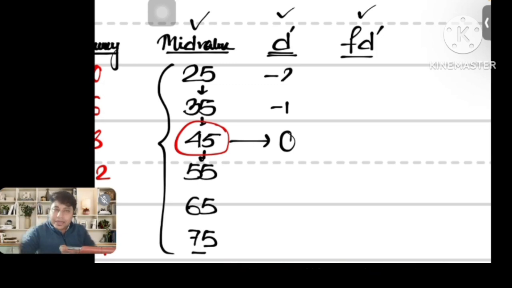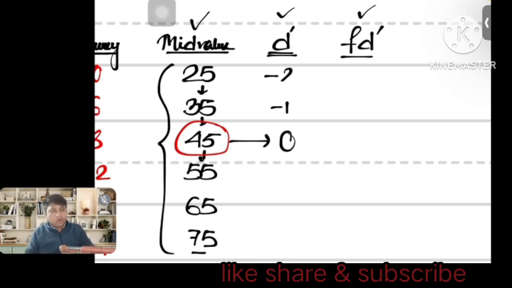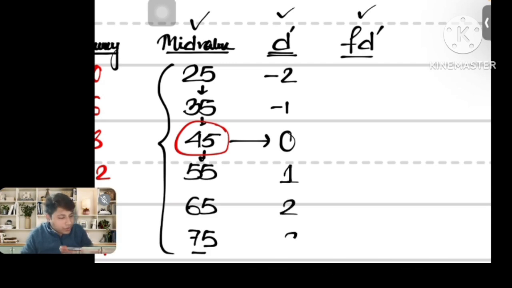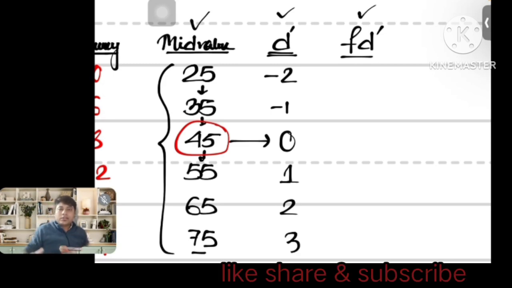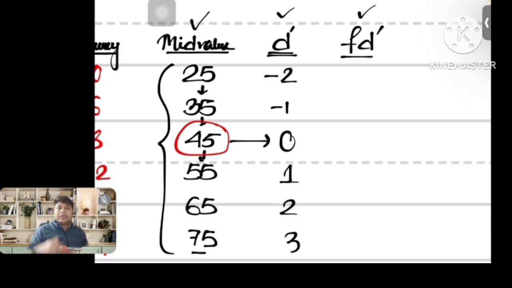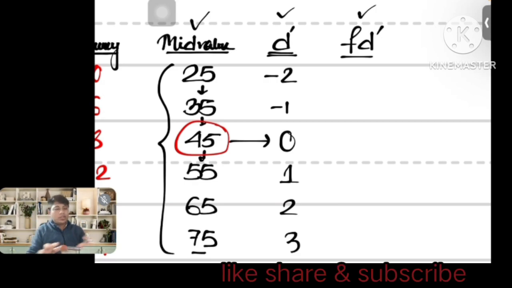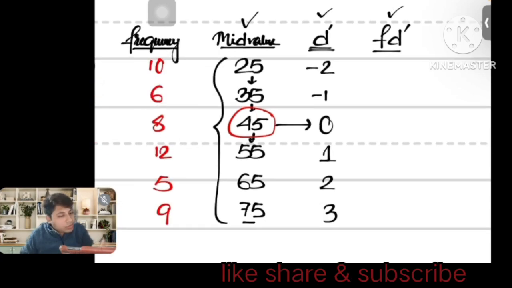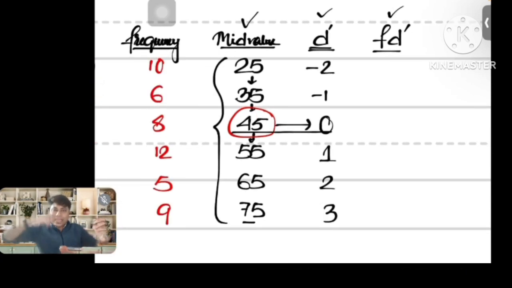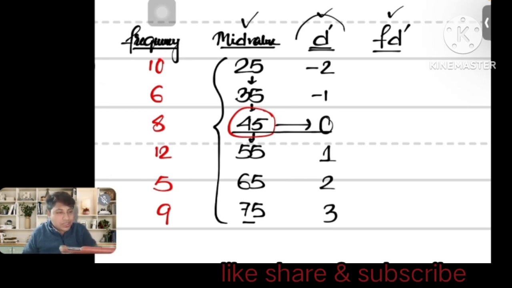So it will obviously be -1, -2 going upward, and going downward it will be +1, +2, and +3. Now, if you are given a few more numbers, it will increase further. Maybe it could be +4, +5. Even it could be -3, -4. But for this particular question, we have 0, the assumed mean, then -1, -2, then +1, +2, and +3. So this is the D dash, right?